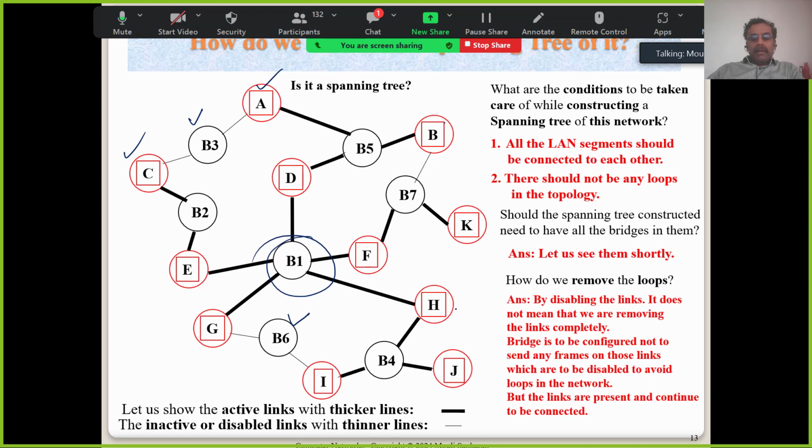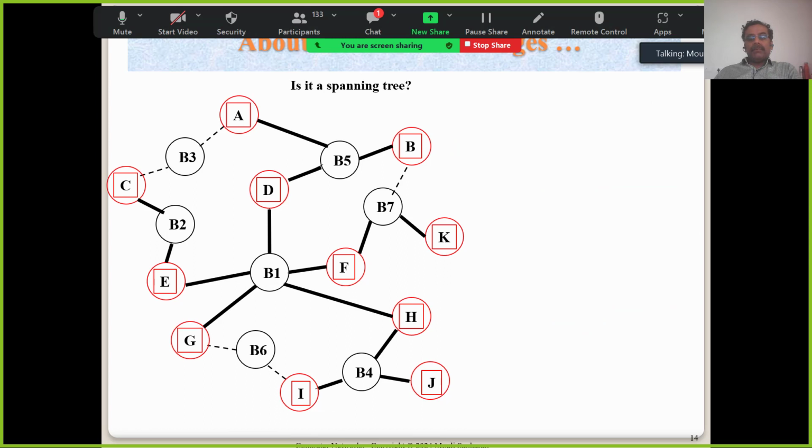Now any traffic coming from anywhere can reach anything. The only thing is it may take a longer route, or it may not be the efficient path. That doesn't matter. I'll tell you how the spanning tree is formed, then you will know that. So it's a spanning tree: all LAN segments are connected and some bridges are inactive. Now, how do you show the links which are not actually transferring any active traffic? We show them as a dotted line.